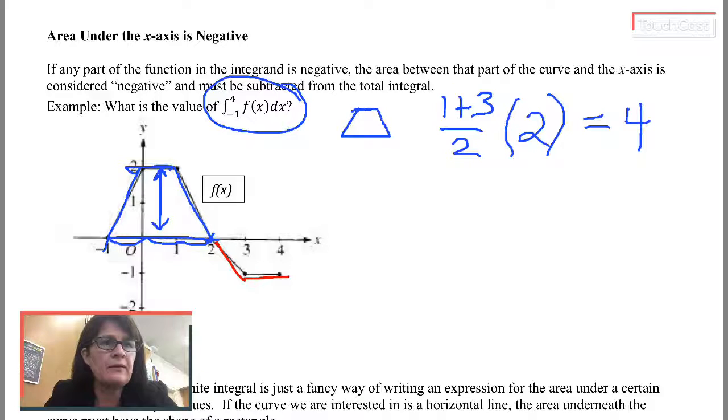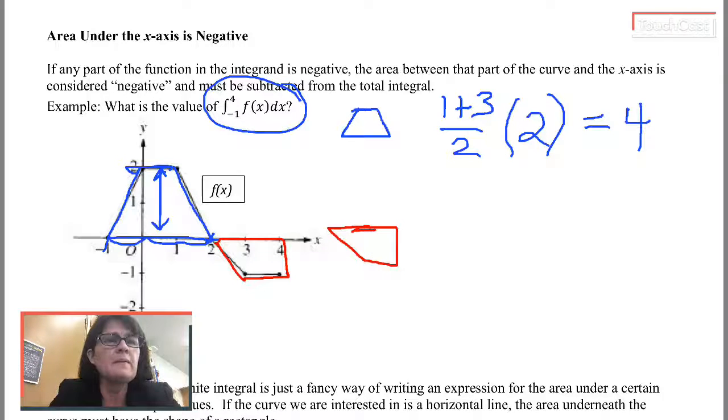This little shape down here also happens to be a trapezoid. So I'm going to make myself a little note here. The top base is 2, the bottom base is 1. Take the average of the bases, multiply by the distance across the other direction. In this case, that's 1 space. So that's 3/2.